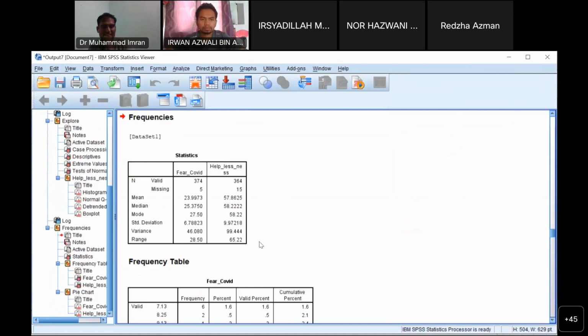Now, my dear student, can see. Here, fear of COVID-19 mean is 23. And here, helplessness 57. And here is 25. Okay, standard deviation 6.99, and variance 44.68. And the range is the difference between the higher and the lower, because of the responses which we collected. See, this is the statistics. You can calculate like that. Understand? My dear student, understand? You can report this table.